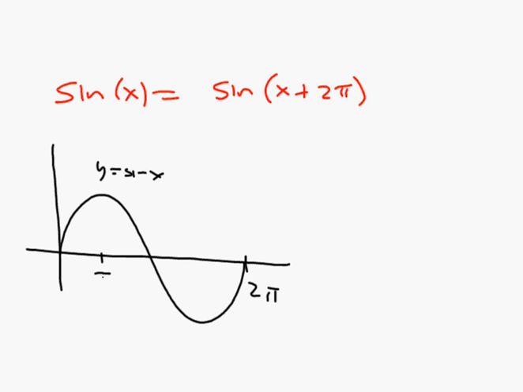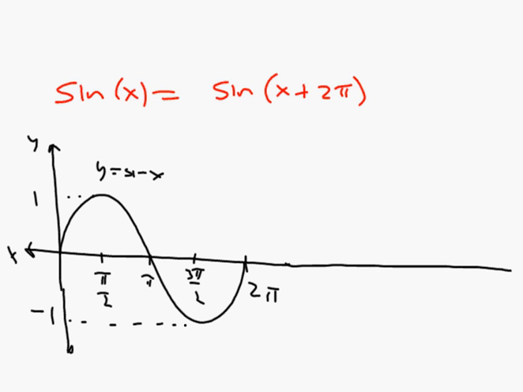Here's some special numbers. Here's pi over 2, pi, 3 pi over 2. It goes through a max height of 1 and a minimum height of -1. And then it continues. So we know the graph starts the same pattern. I'm going to draw the next cycle of this graph in a different color. So it looks like this.